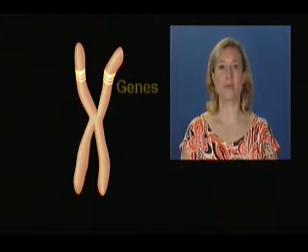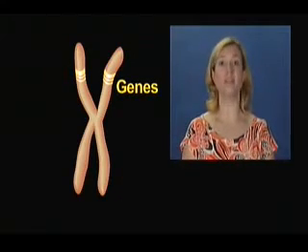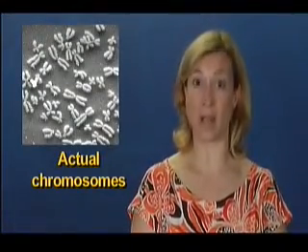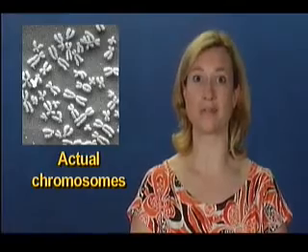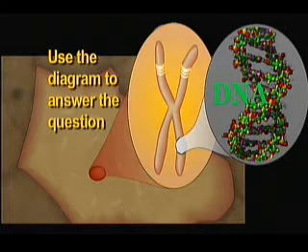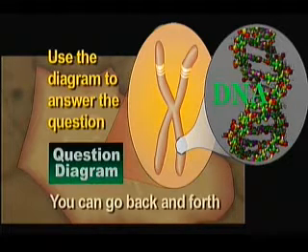The genes are represented by the yellow stripes on this imaginary dragon chromosome. Real chromosomes are sort of shaped like an X, like our imaginary dragon chromosomes. I will show you a diagram now. Use the diagram to answer the question. You can go back and forth between the diagram and the question as often as you like.